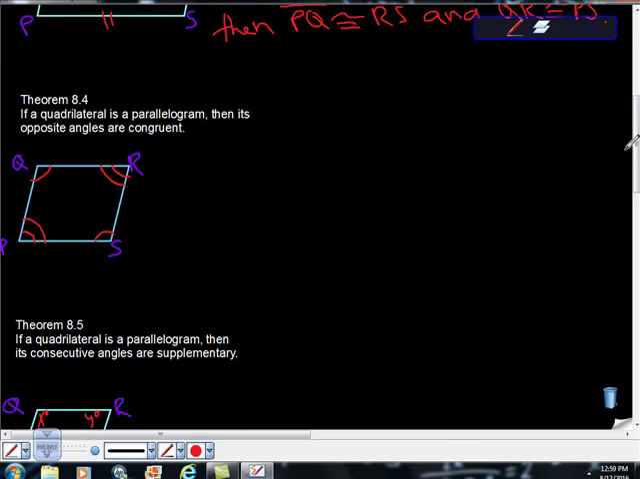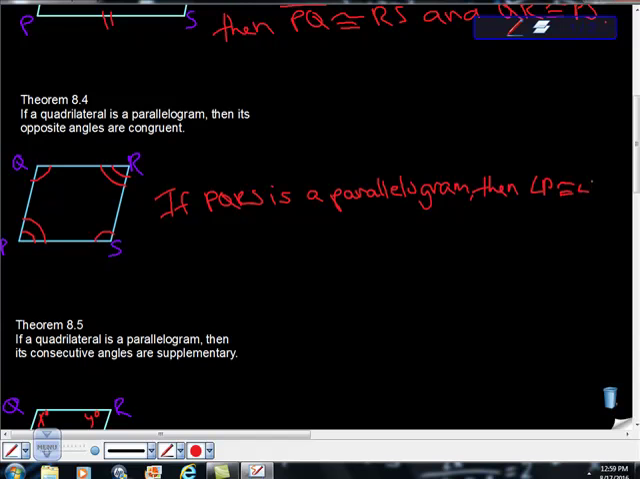Okay, the next one is theorem 8.4. It says if a quadrilateral is a parallelogram, then its opposite angles are congruent. So, looking at this again, we have another quadrilateral. So we can say that if PQRS is a parallelogram, then angle P is congruent to angle R, and angle Q is congruent to angle S, because they're opposite angles.